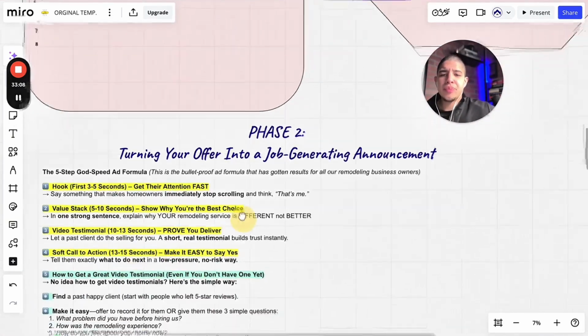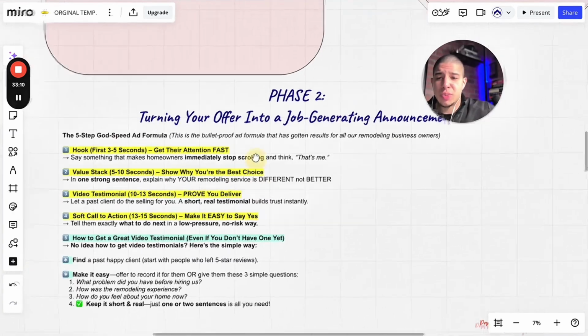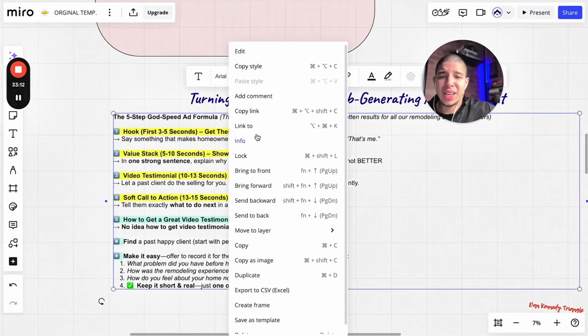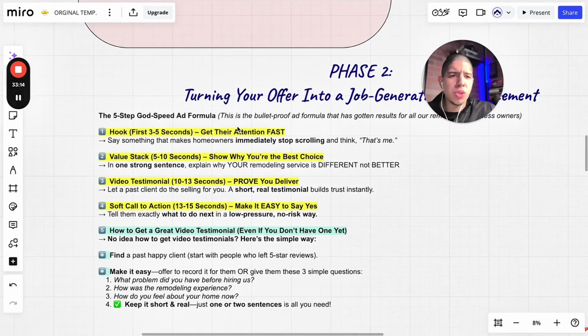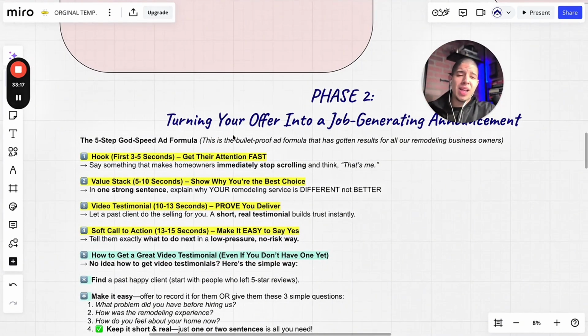Turning your offer into job generating announcements. So the hook is 3 to 5 seconds, right? Get their attention fast. That is the most important thing. It doesn't matter what you're offering. That first 3 seconds, if you're not hooking them in, it doesn't matter what you're offering, they've already scrolled. So what's going to hook that person to stick around for the actual following minute?